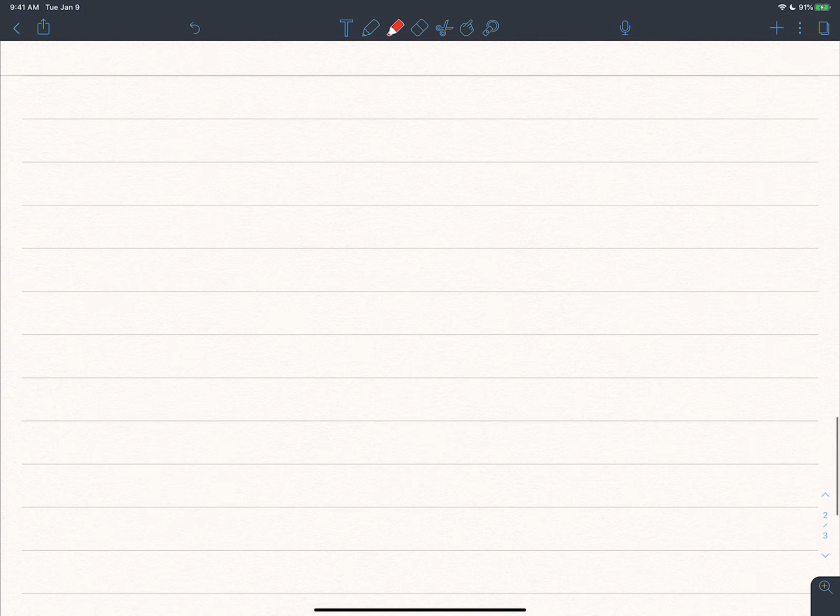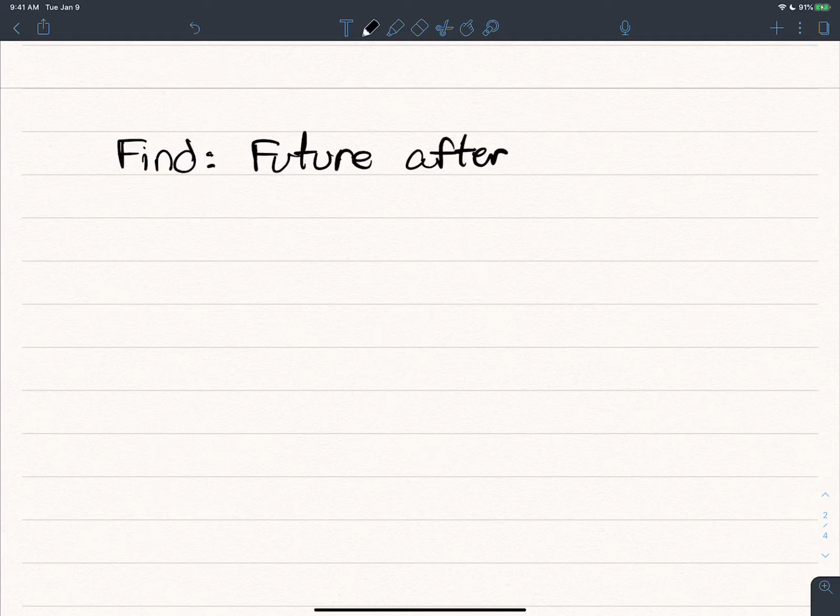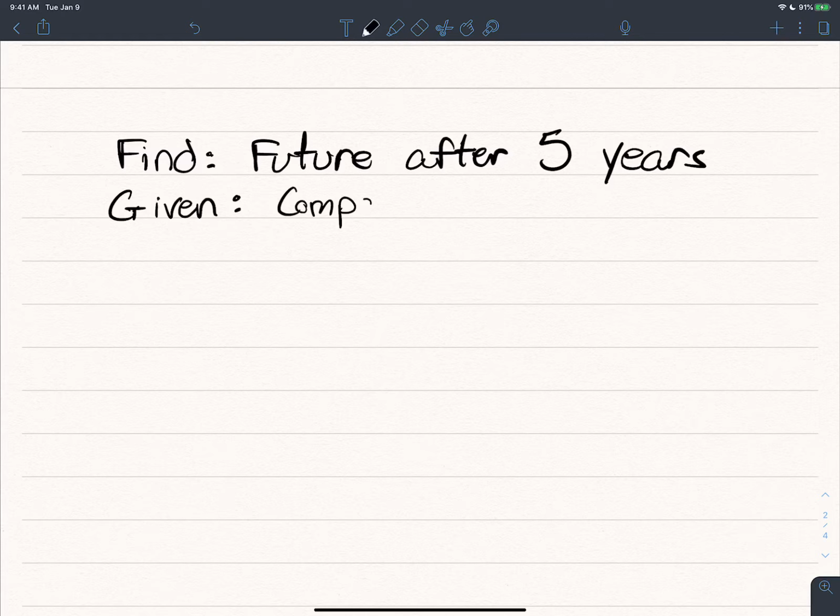So with compound interest instead, we had the same scenario. We are trying to find the future value, right? Exact same scenario. Future value after 5 years, right? And for our given, the first key difference is that this is compound interest, right? Compound interest, it's not simple interest.